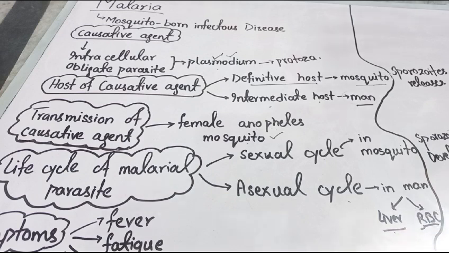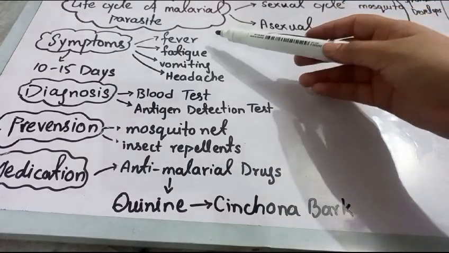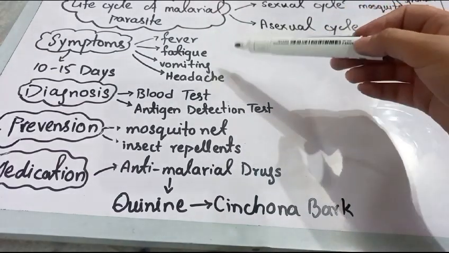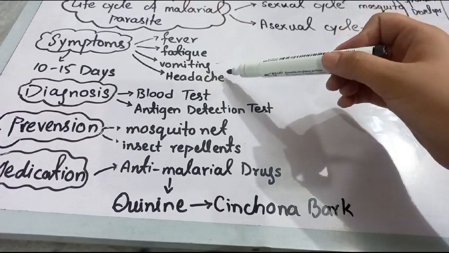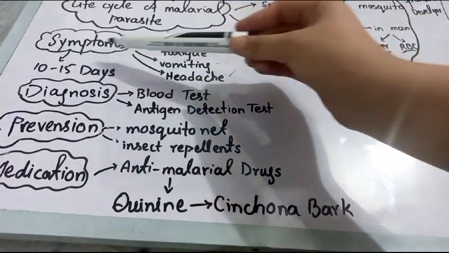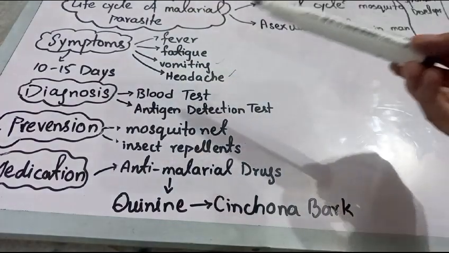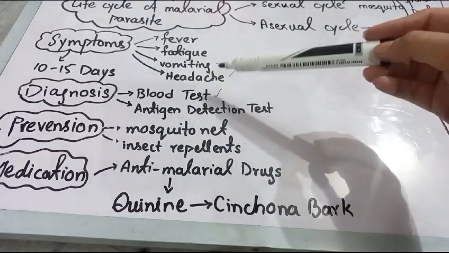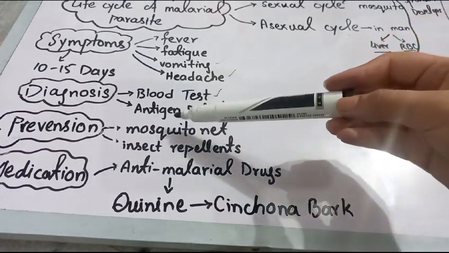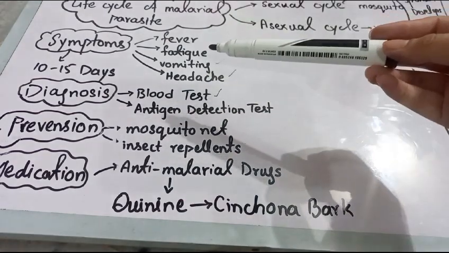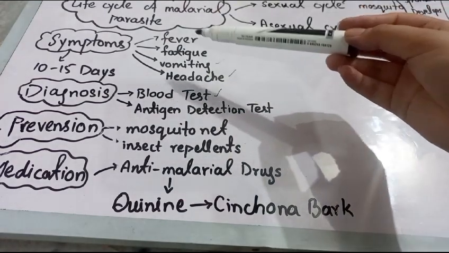So let's discuss the symptoms of malaria. Here are some symptoms of malaria: you can feel fever, fatigue, you will feel tired, vomiting, and headache. The symptoms appear 10 to 15 days after the mosquito bite. Diagnostic tests are available: first of all you do a blood test, and you do an antigen detection test, and after that you can easily diagnose whether a person has malaria or not.